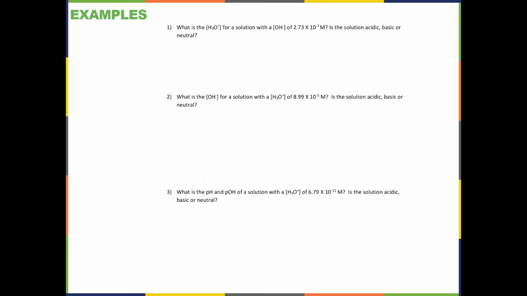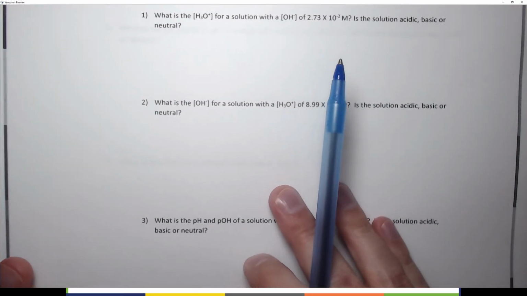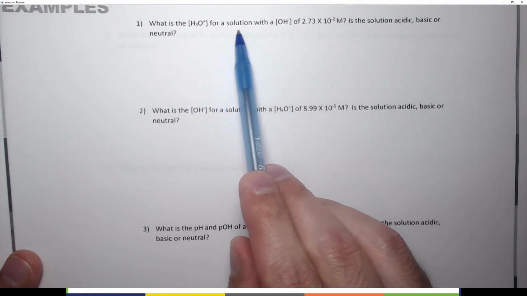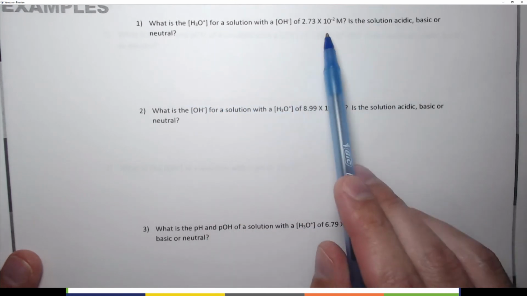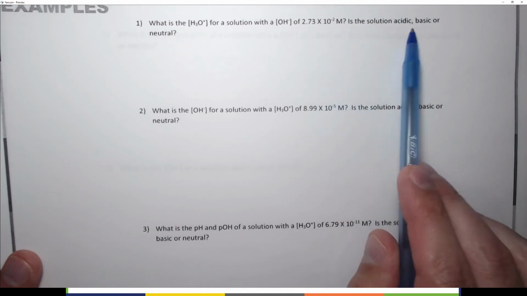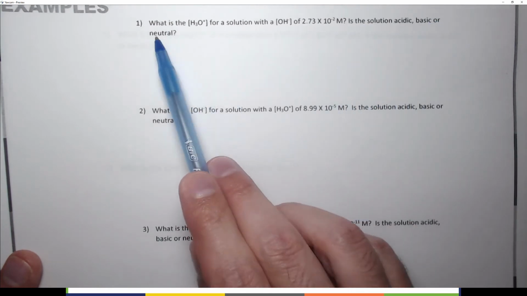Okay, so now, as I ranted about how we do a bunch of problems and then put a slide in between because I forgot about it, let's actually do some problems. Let me switch over to the camera so that I can write on it. It says, what is the H3O plus concentration for a solution with an OH minus concentration of 2.73 times 10 to the minus 2 molar? Is the solution acidic, basic, or neutral?